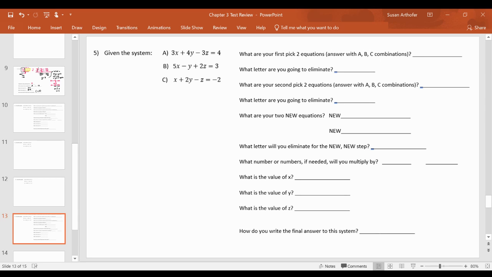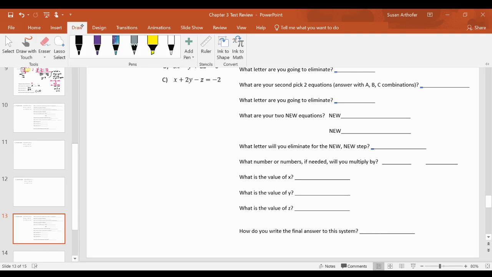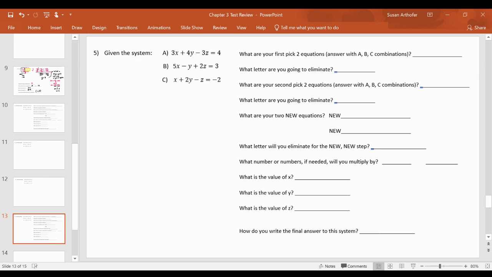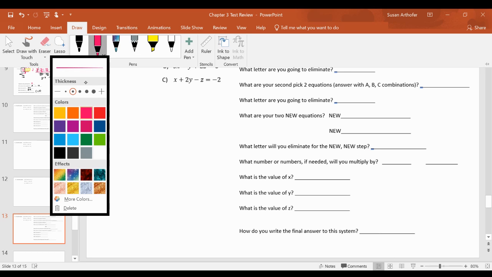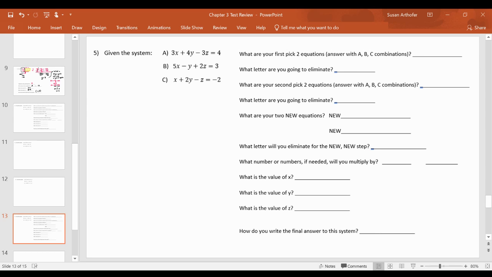So here we go. This is a 3 by 3 system, and the first thing that we're asked is to decide what are your first pick 2 equations, answer with the ABC combination, and what letter are you going to eliminate. So if I take a look at the problem, this may not be done the same way that you're doing it, but I'm going to utilize the combination of A and B, and I'm going to get rid of the letter Y.